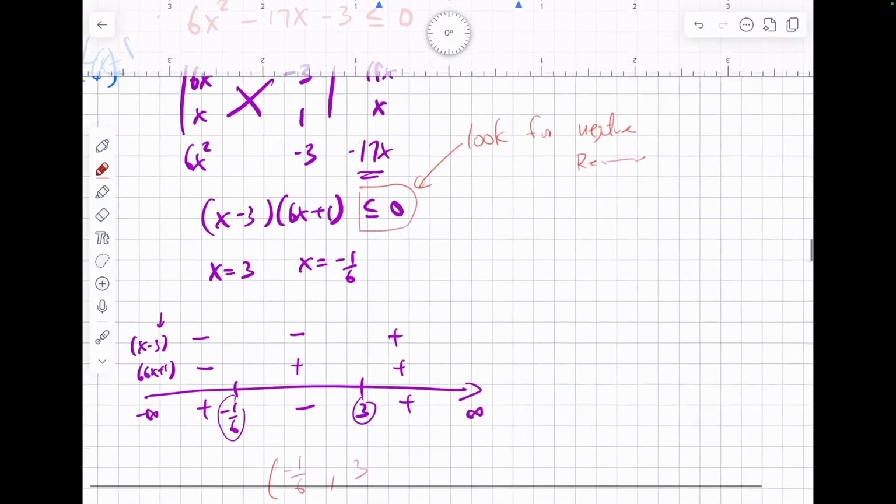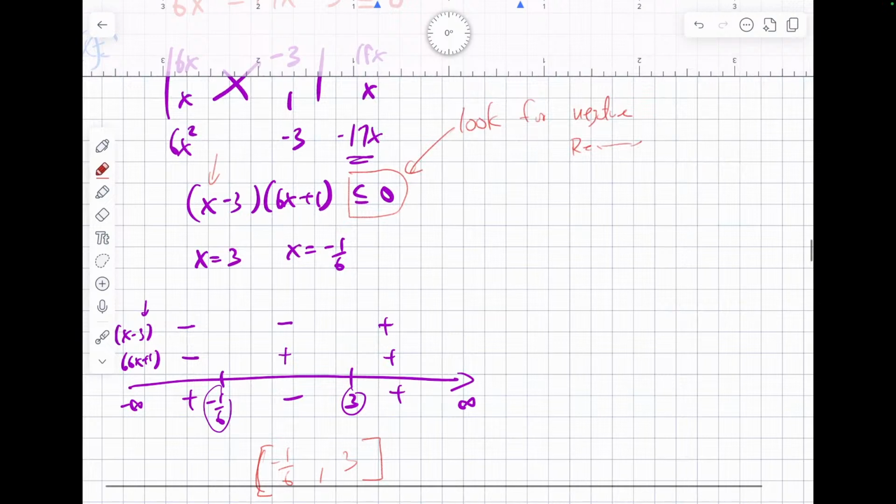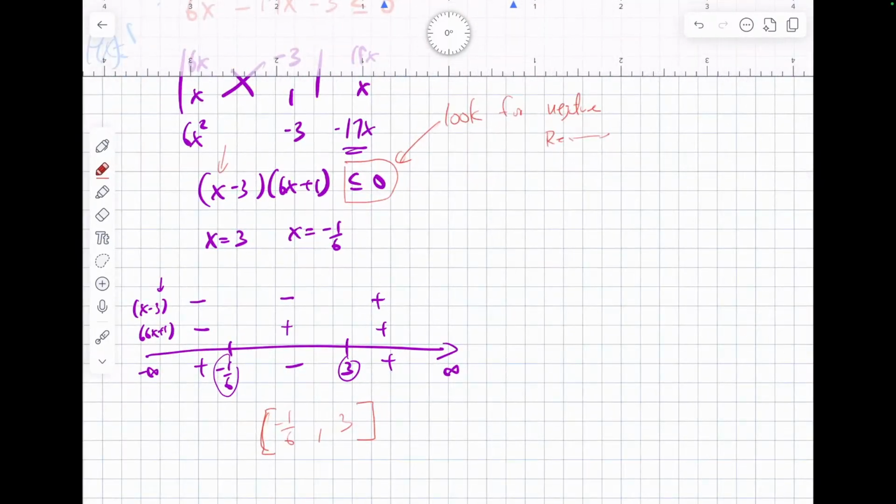Now let's go check the endpoints. This one is including, so you should have brackets included, because if you plug in 3, what will happen? 3 minus 3 is 0, and 0 times any number is 0. 0 is less than or equal to 0. So negative 1 over 6 is included, and positive 3 is included, because if you plug in those values, it's still 0 less than or equal to 0, which is still a true statement. Therefore, this is how you find the answer for this one.